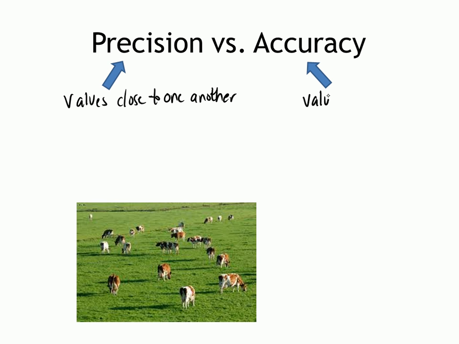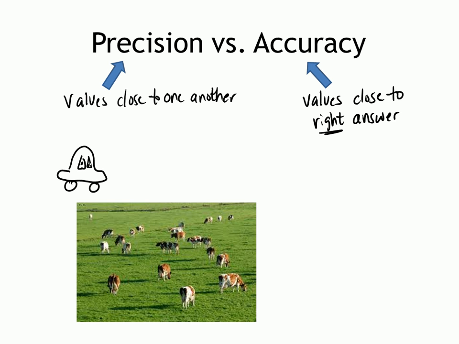Okay, so values are close to the right answer if they're accurate. The right answer. Okay, and you don't always know the right answer, but let's say sometimes you do. All right, so I'm going to illustrate this with a field of cattle. Now let's pretend that we have a little car. Okay, you're going to laugh at my drawing, but we have a little car, and there's people in it. People driving along, and they drive by this field of cattle. Okay, and then somebody says, hey, how many cows were in that field?